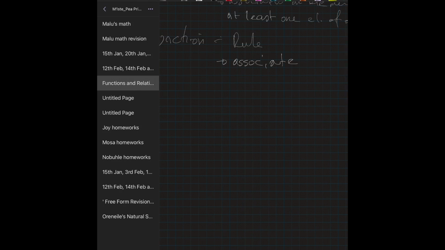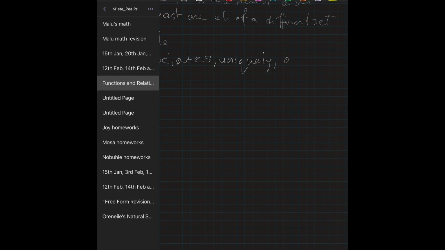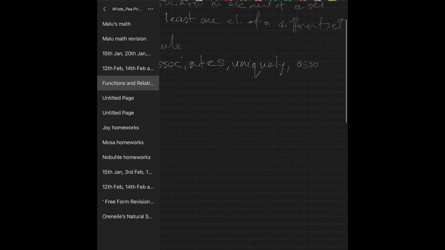So judging by these definitions, Joy, would you say there's a difference between a relation and a function? No. Why do you say no? Because they're all associated with two sets. They work as sets. Set A works with set B, so on and so on. So there's not much of a difference.